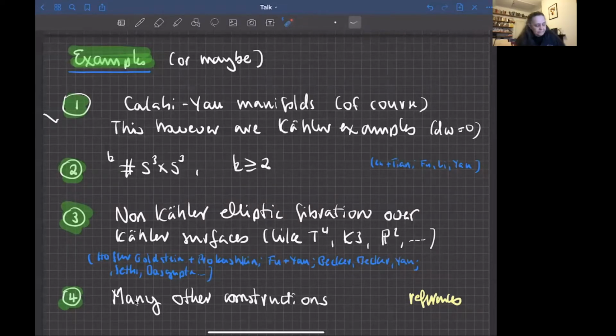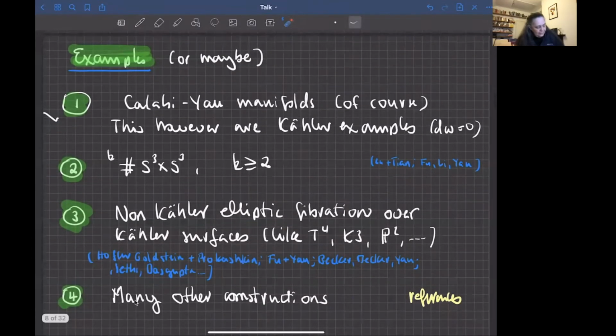There are, of course, so many people there that I couldn't fit them in this space. So perhaps I will add to my slides later a number of references about these other constructions, but many of them have to do with non-Kähler elliptic fibrations over Kähler surfaces, for example, like T4 or K3 or P2 and so on.